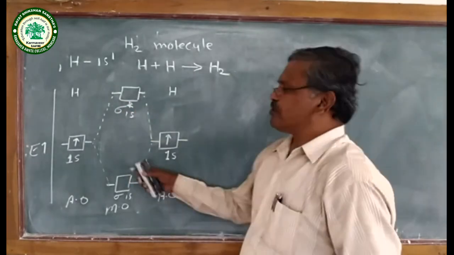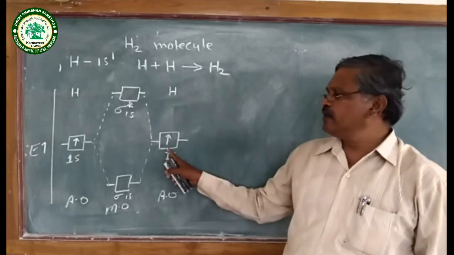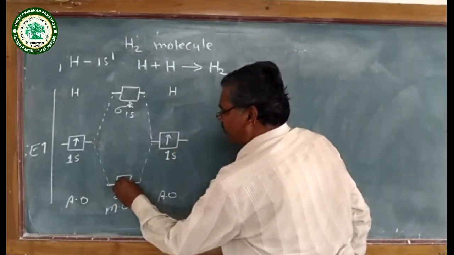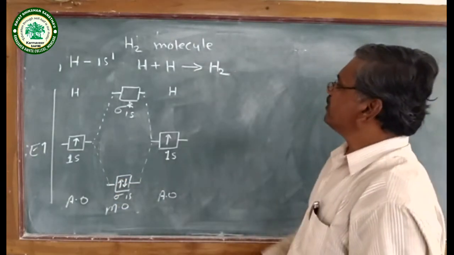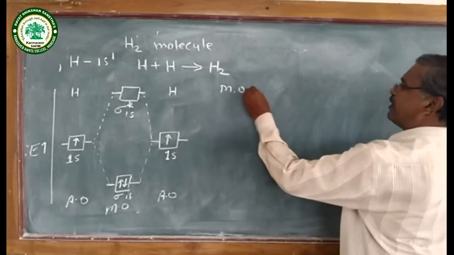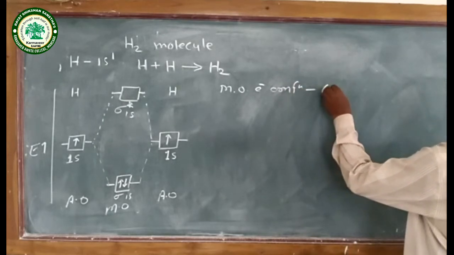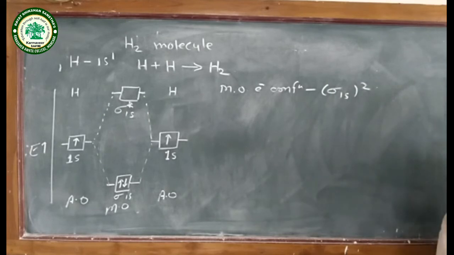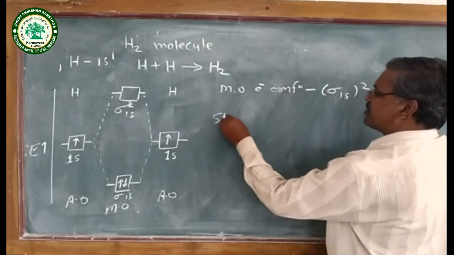Now in the formation of the H2 molecule, there are two electrons present, and these two electrons occupy the lowermost energy orbital, that is the sigma 1s bonding molecular orbital. Hence, from this diagram we can write down the MO electron configuration as sigma 1s 2.